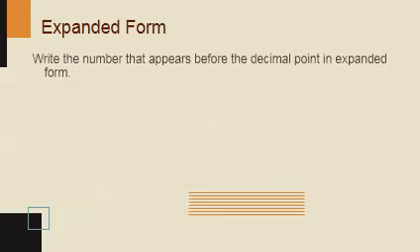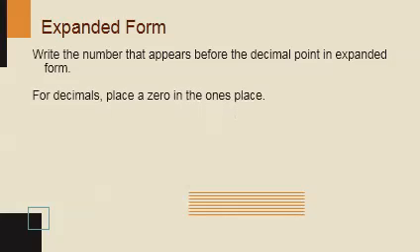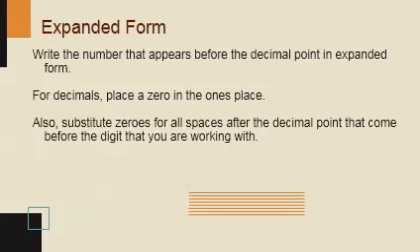And now I'm going to explain how we write a decimal number in expanded form. First of all, you have to write the number that appears before the decimal point, which is the whole part, in expanded form. Then, for decimals, you place a 0 in the ones place of the whole part, for example, 0 point something, and you substitute zeros for all spaces after the decimal point that come before the digit that you are working with. Just an example to understand what we are trying to say.